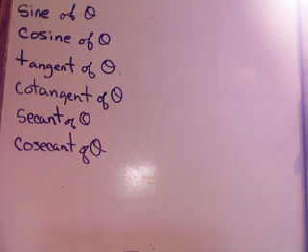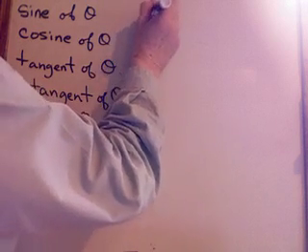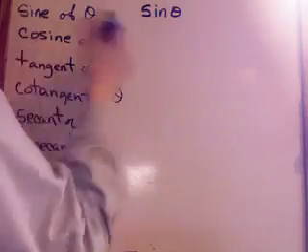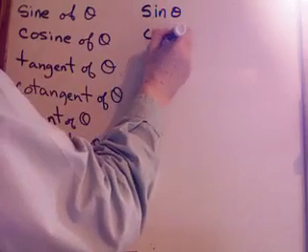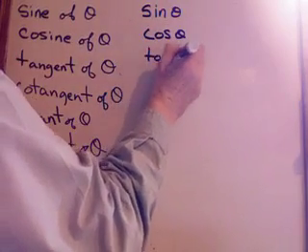And when you answer questions that say, state the 6 trig functions of a certain angle, I want you to always write your answers in this format. So the abbreviation for sine is sin theta. Abbreviation for cosine, cos theta. Abbreviation for tangent, tan theta.